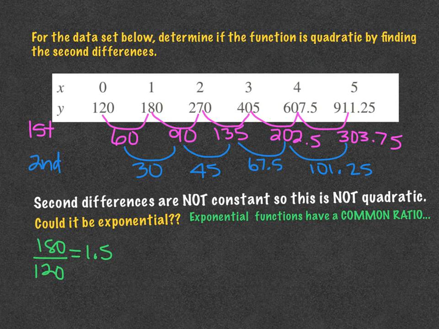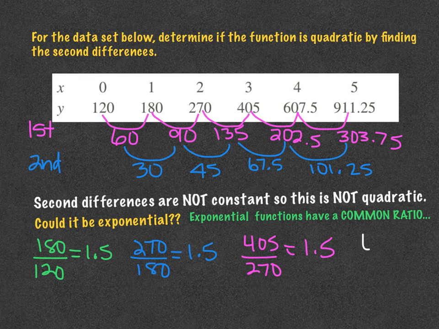Let's find the next ratio, 270 divided by 180, and that also equals 1.5. And I'm beginning to see a pattern. If we do 405 divided by the previous term 270, that is also equal to 1.5. And then last, before I run out of room, 607.5 divided by 405 also equals 1.5.